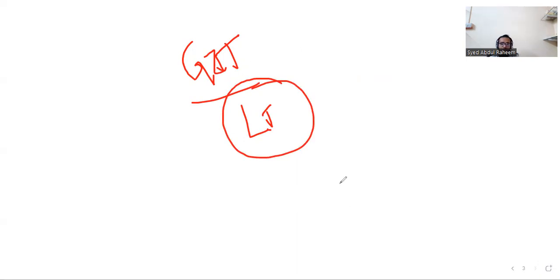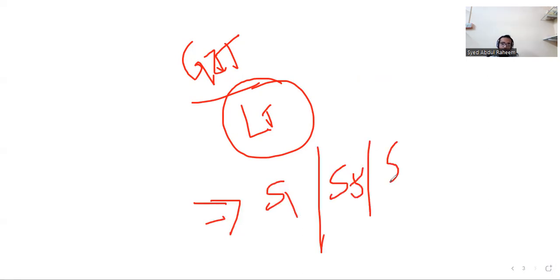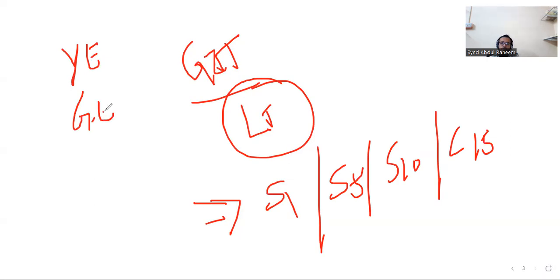So what are the other best remedies we can use along with C10? S1, which we already know, S5 because of the metabolism, S10 because of the metabolism, and we have C15. Other than C10, we have C15. And we have electricities YE and GE.